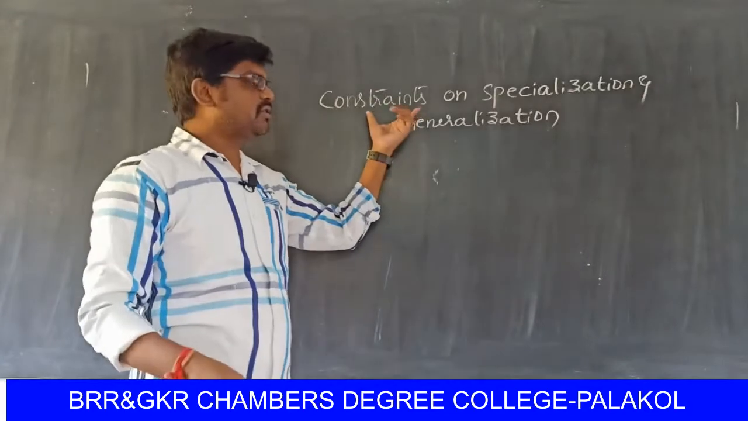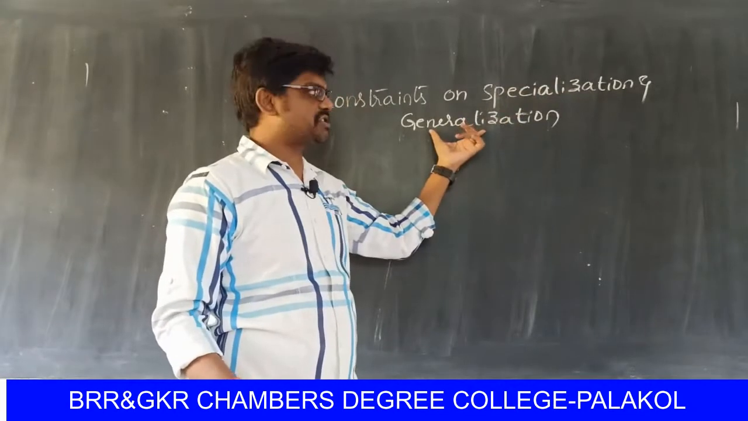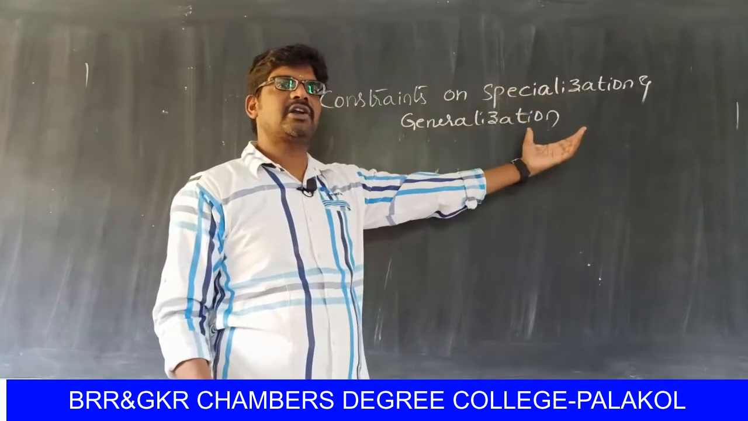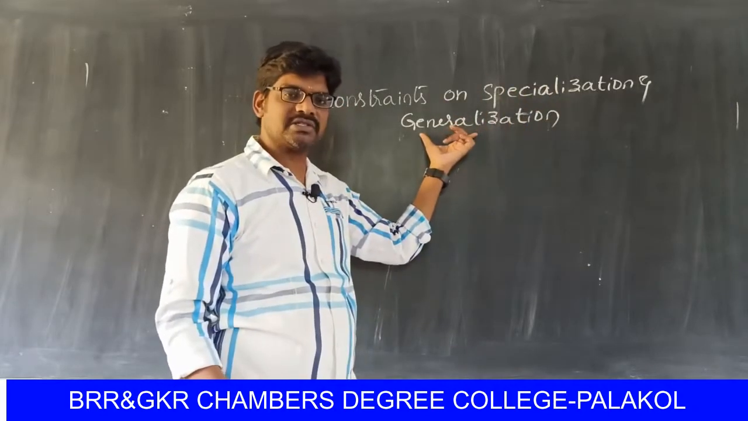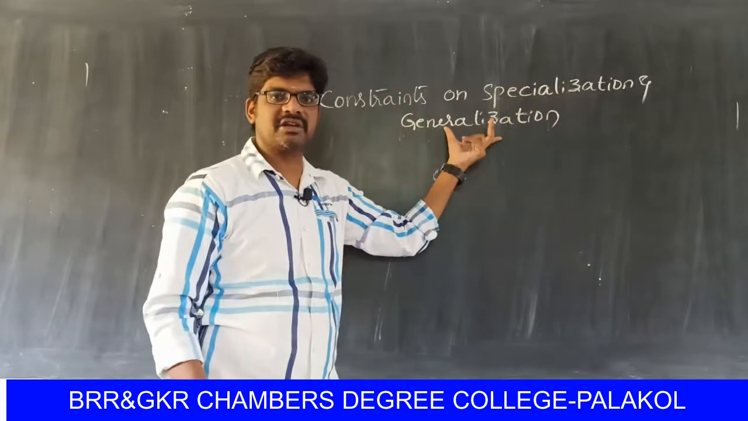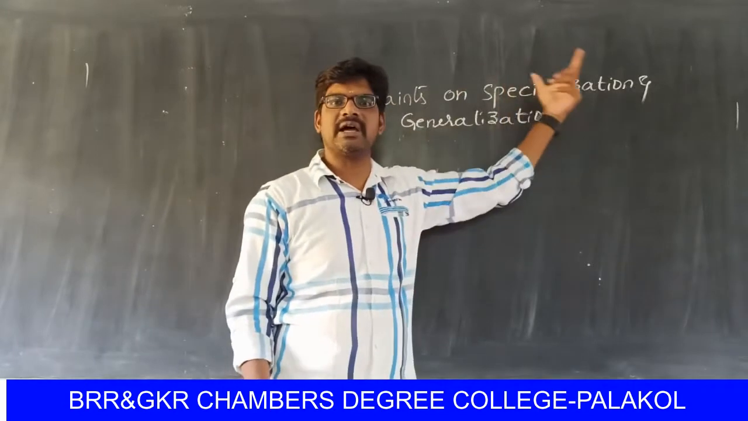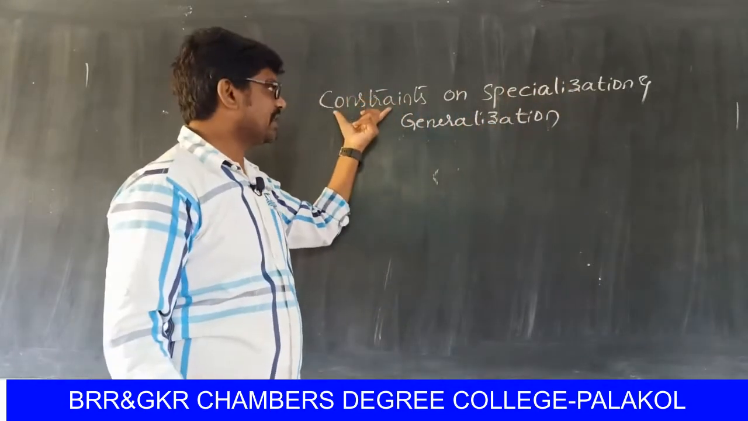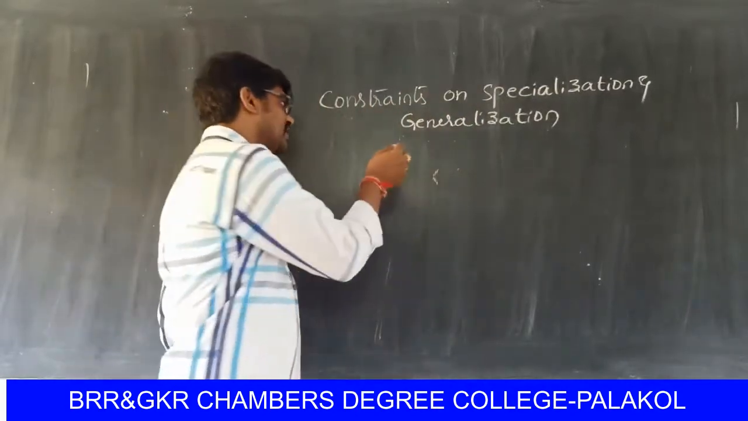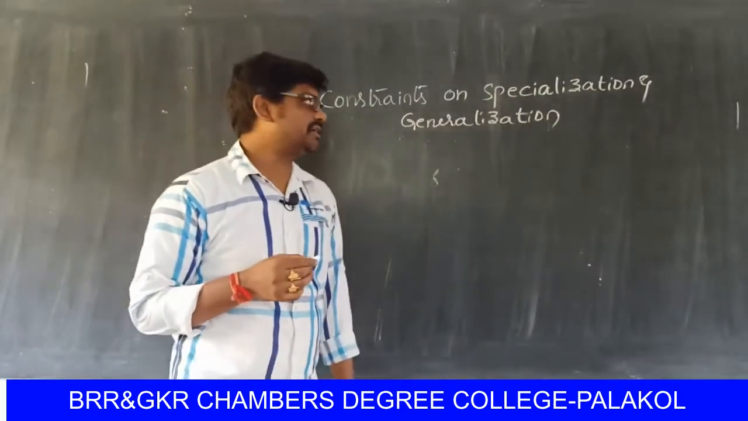So in the previous session we already discussed specialization and generalization. Specialization follows the top-down approach, and generalization follows the bottom-up approach. In specialization and generalization we have some constraints, some rules. We have to follow these rules to design the database. So what are the constraints on specialization or generalization? There are two types of constraints.